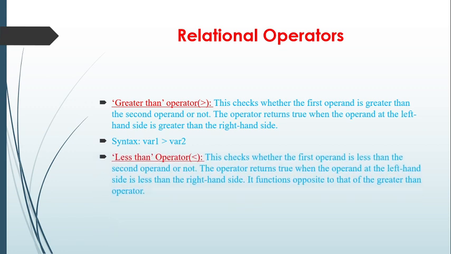Less than operator. This checks whether the first operand is less than the second operand or not. The operator returns true when the operand on the left hand side is less than the right hand side. It functions opposite to that of the greater than operator. Syntax is variable 1 less than variable 2.